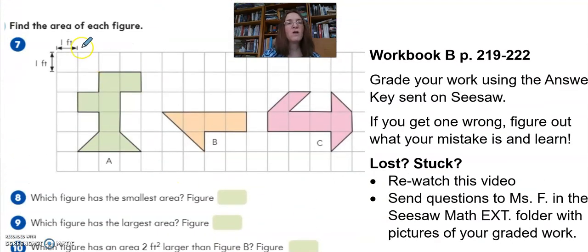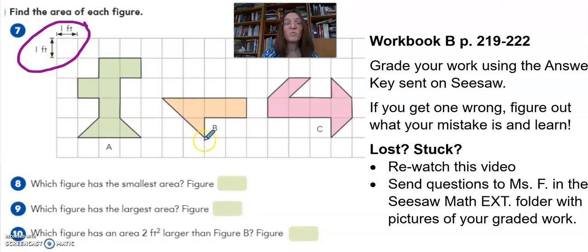One last example. Once again, up here in the corner by number 7, we can see the key for this page. What do these little lines represent? In this case, we're dealing with feet. So let's do some counting here too. 1, 2, 3, 4, 5, 6, 7. Once again, A has 7, but this time feet squared. Second dimension.